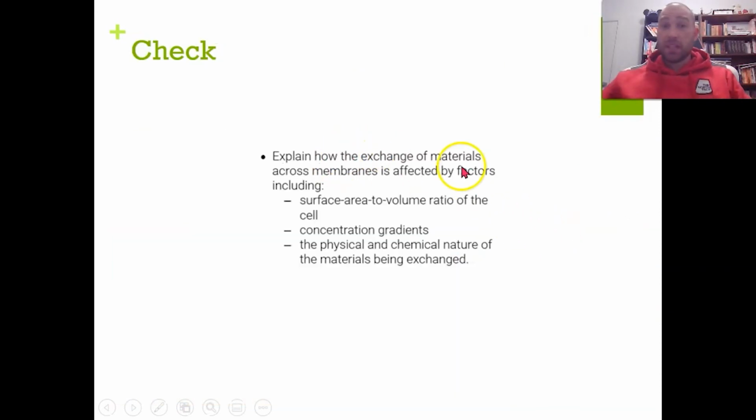So let's do our check. Explain how the exchange of materials across membranes is affected by factors including surface area volume ratio of the cell, concentration gradients, and the physical and chemical nature of the materials being exchanged. So today on Flippin Science, we looked at factors that affect exchange.